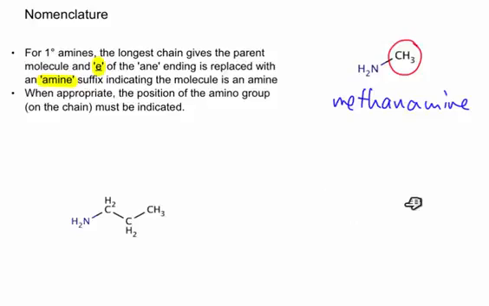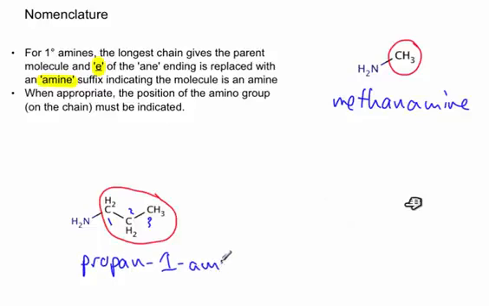Here's another example, and so here is my longest continuous carbon chain. So that's a 3-carbon chain, so that's a prop, so it's a propanamine, but now we have to indicate the position of the nitrogen as it attaches to the chain, because we have 1, 2, 3 carbons. And there's other possibilities, as we'll see in a minute. So we have to indicate position, so this becomes propan, you guessed it, 1-amine.